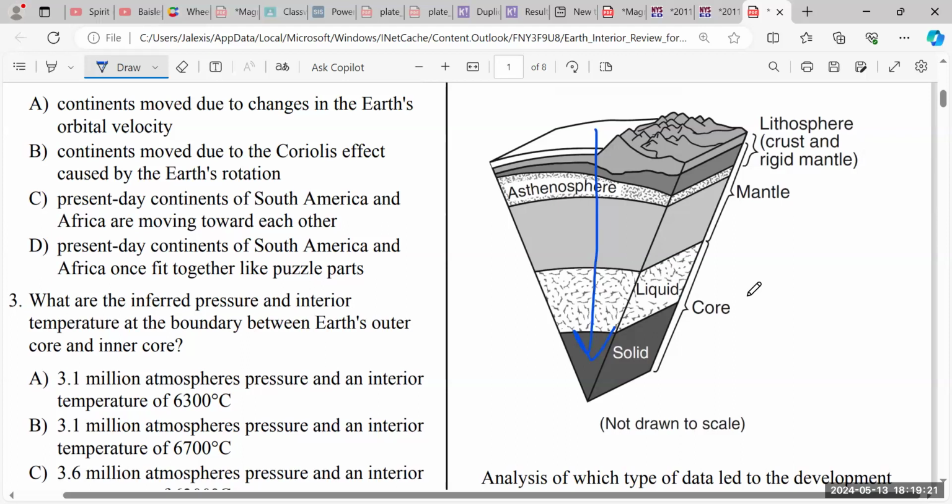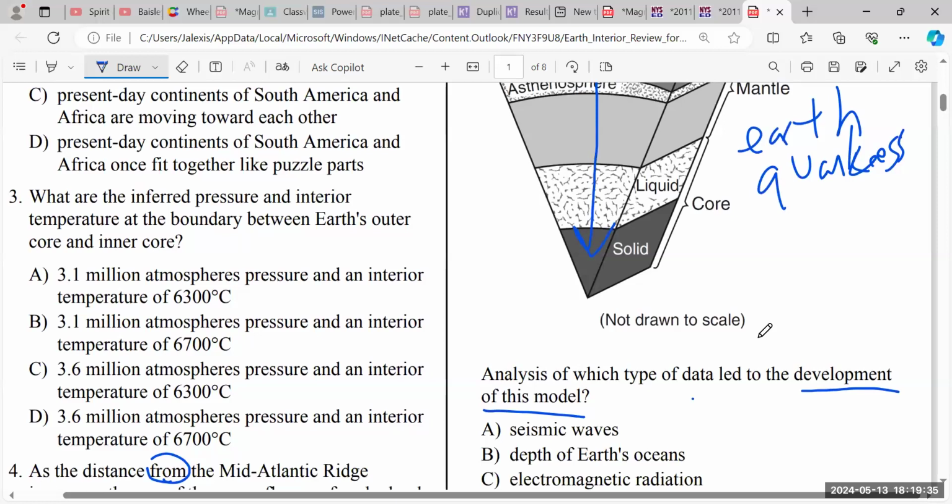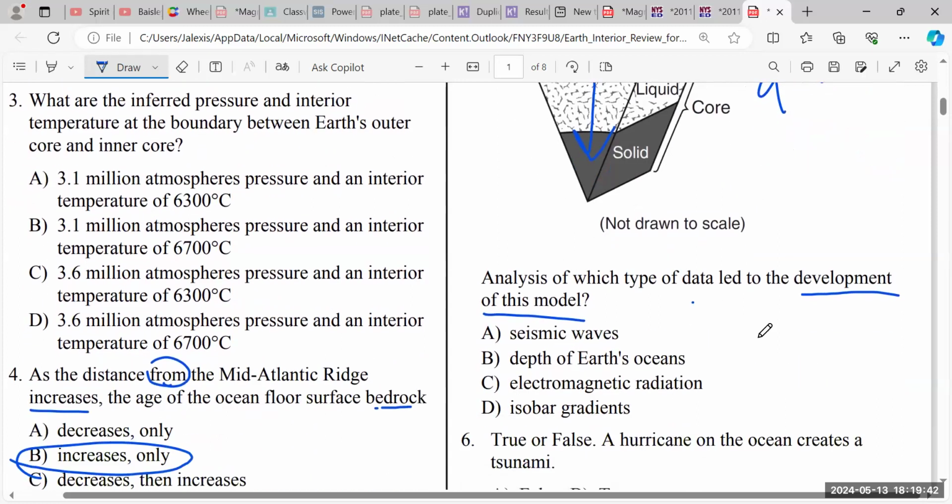We study earthquakes, right? By studying earthquakes, we have an idea. Oops, sorry, my spelling is horrible. By studying earthquakes, we have an idea of what the Earth's layers even consist of, what they look like, and even an idea as far as the structure of the Earth's layers. And so by studying earthquakes, that's why the correct answer is going to be choice A, seismic waves.